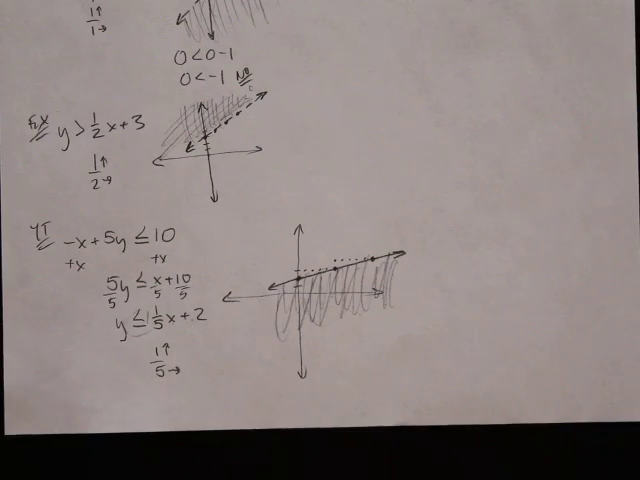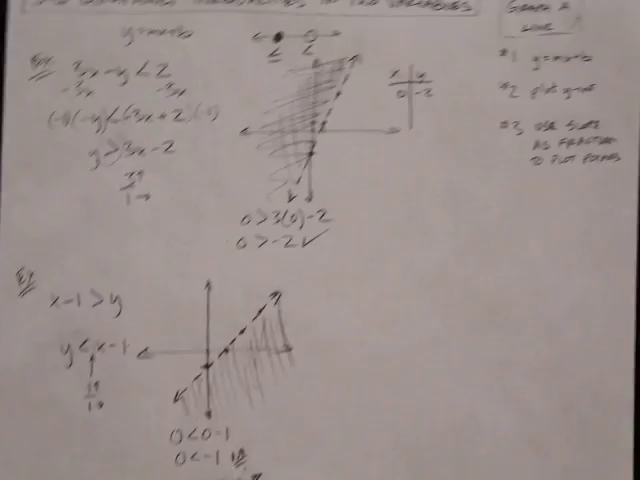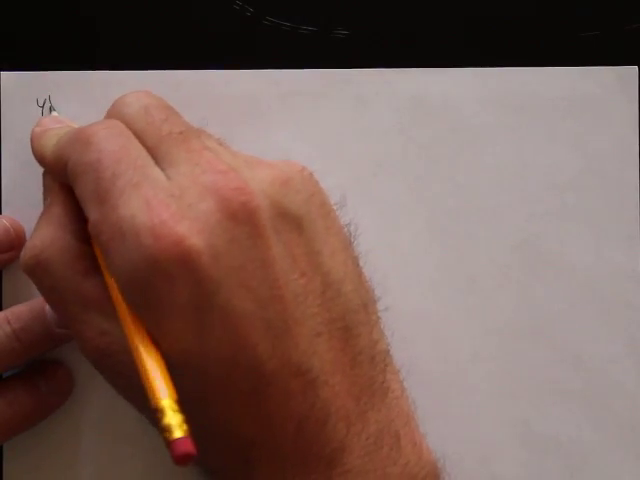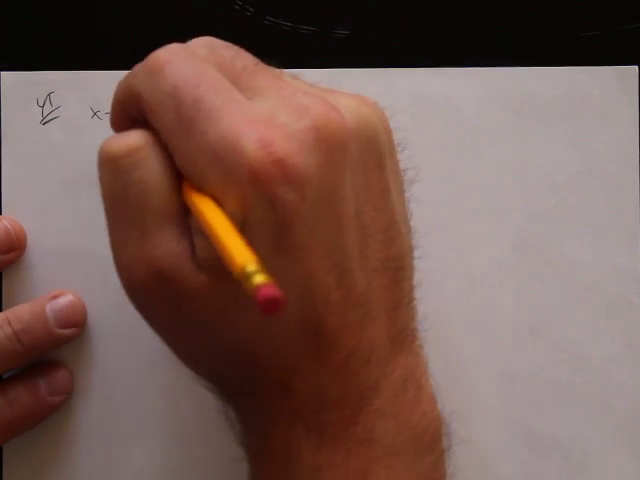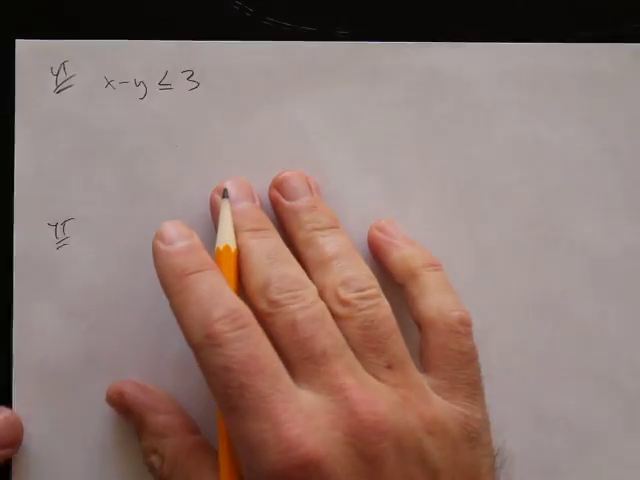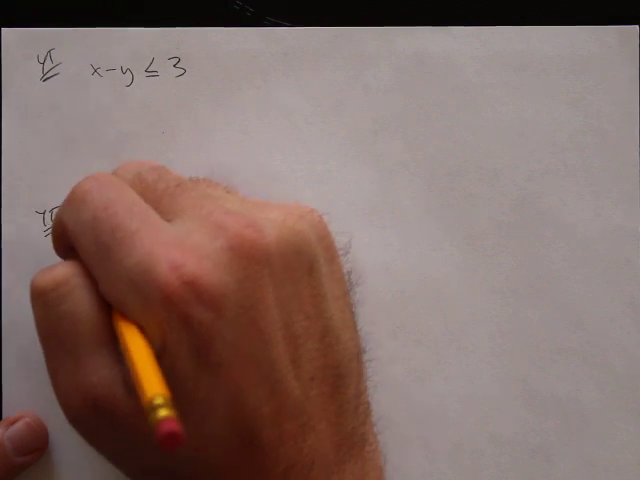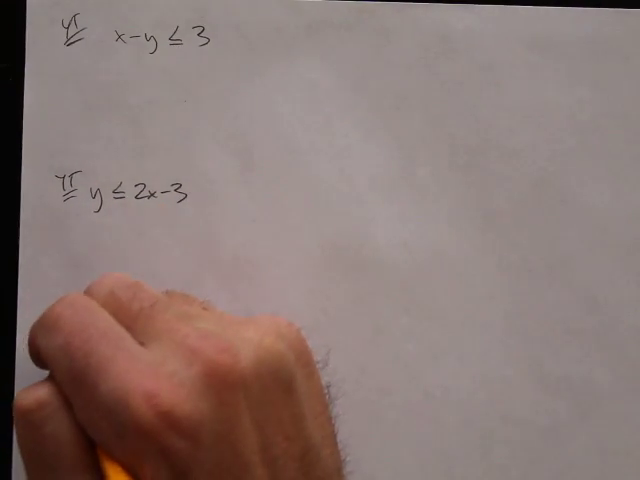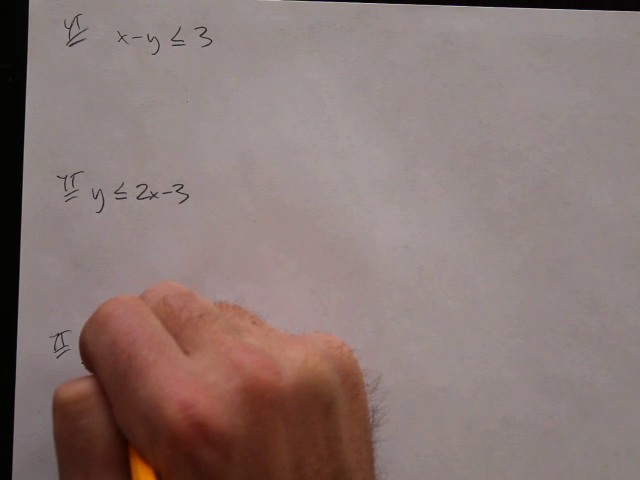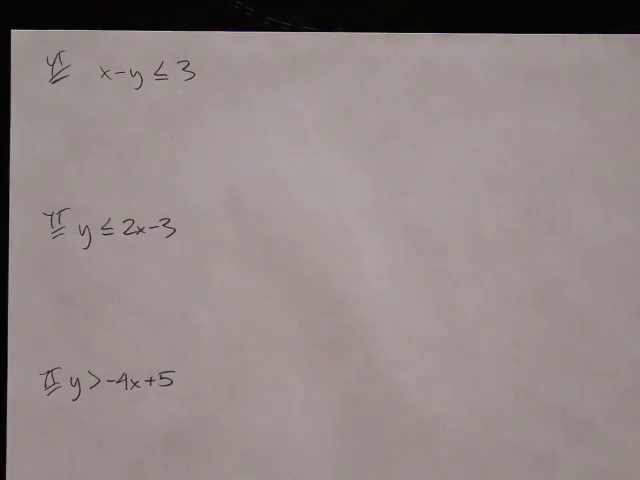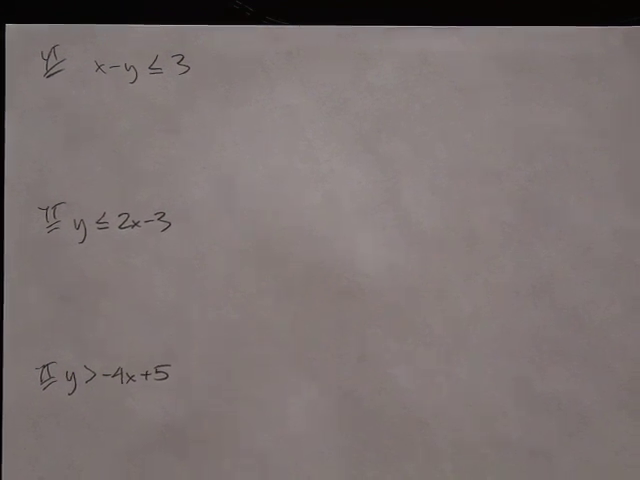All right, we're going to do 3 more You Try problems and we'll be done with this lesson. So we're going to line these up here. You try: x minus y is less than or equal to 3. Y is less than or equal to 2x minus 3. And y is greater than negative 4x plus 5. All right, so those are your 3 inequalities to graph. Go ahead and pause and get to work on those. Go.